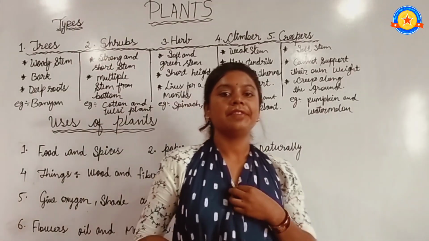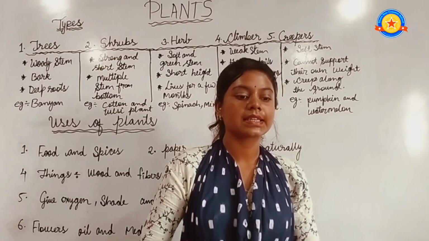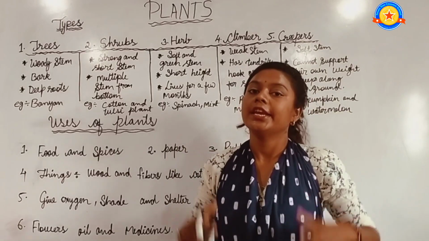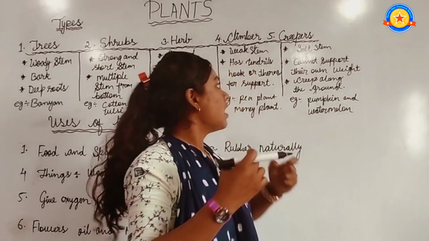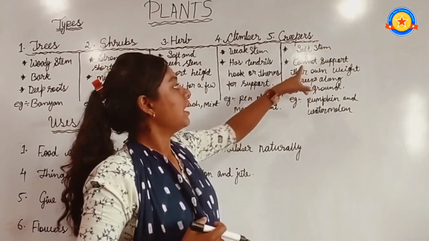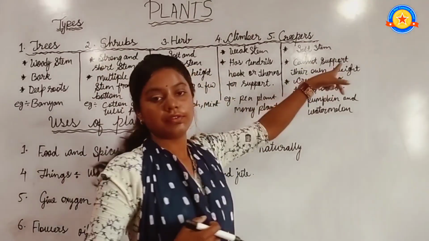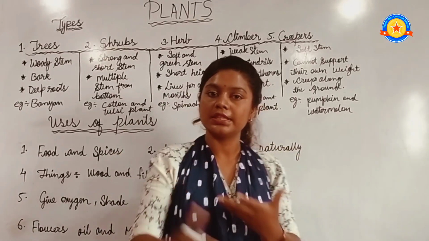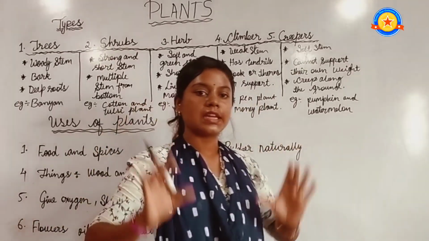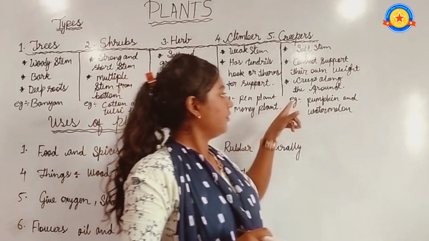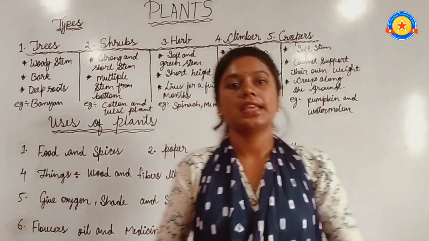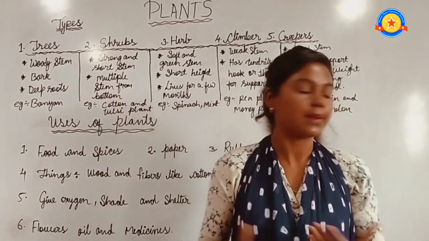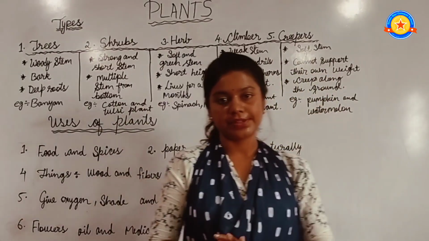Now if we talk about creepers, what are these creepers? Creepers are plants that cannot grow straight. They grow on the ground only. They have a very soft stem and cannot support their own weight. They creep along the ground. As I have told you, it grows on the ground itself. It cannot stay straight. Examples are the pumpkin plant and the watermelon. These are the examples of creepers.